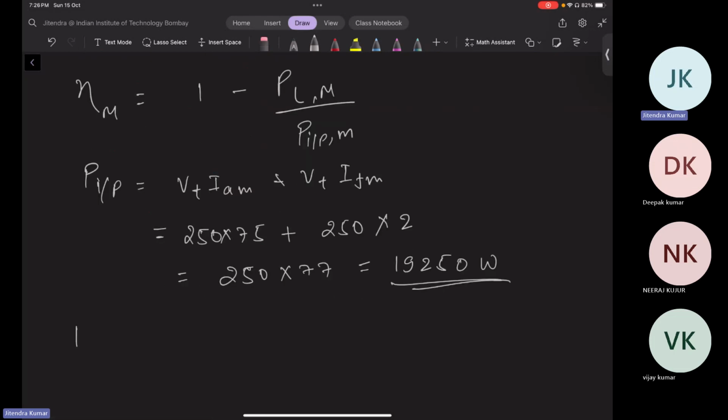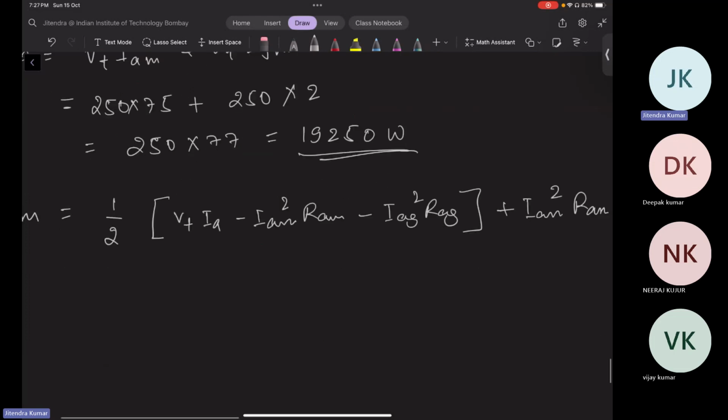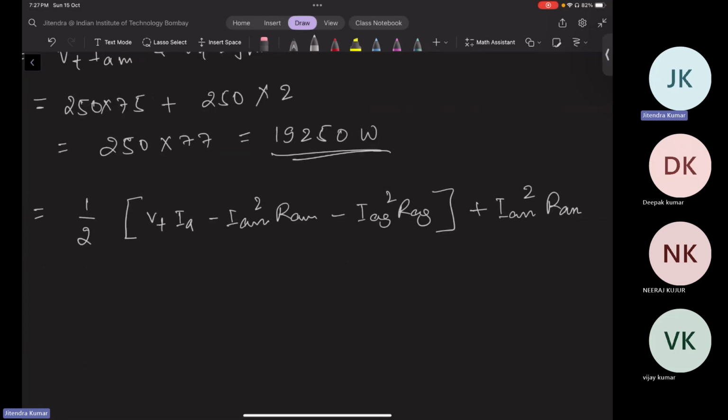Now we just need to find out the losses in motor. That will be how much? VT IA minus IAM square RAM minus IAG square RAG plus IAM square RM. Okay, so this is the losses of the motor.